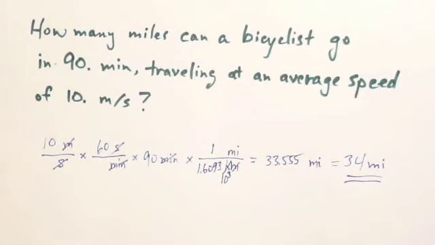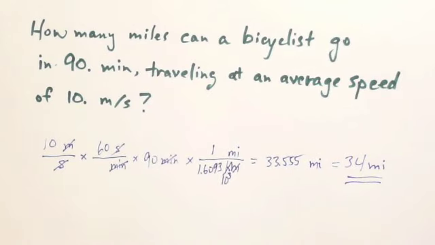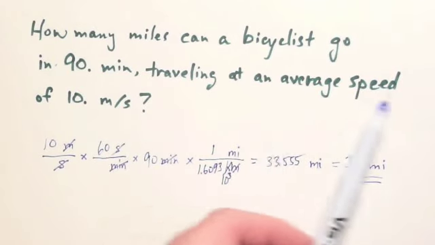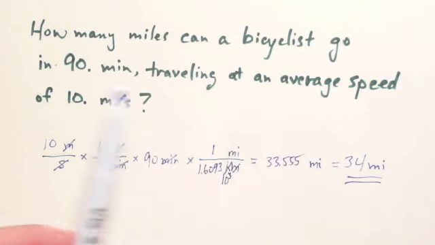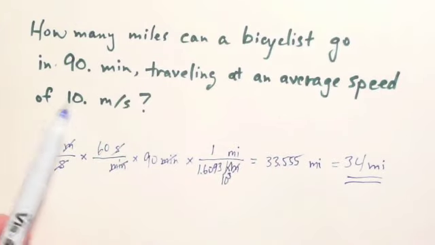One more thing I want to point out is that we have made an assumption here, because this says the 10 meters per second is an average speed. So we are assuming that over that 90 minutes, that average speed is correct. The bicyclist may be going faster and slower, but on average, they'll be going that fast. It's probably a pretty good assumption, since 90 minutes is a pretty long time. That average speed is probably pretty accurate. So that is what leads us to our answer. And there's a couple examples of using dimensional analysis and significant figures.